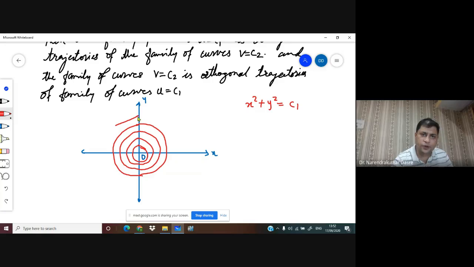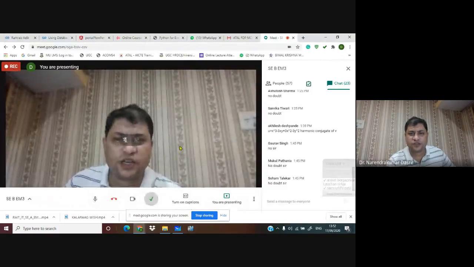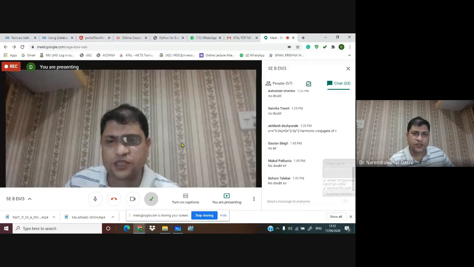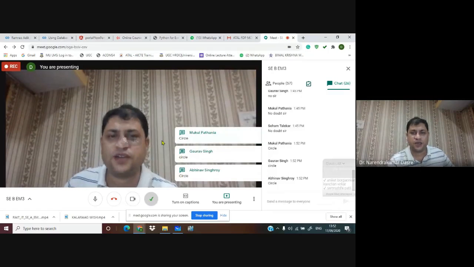So, can you name this family of curves? What is this family? From the equation, you are able to get it. Can you name this family of curves? x square plus y square is equal to the constant. Yes, it's a circle family.